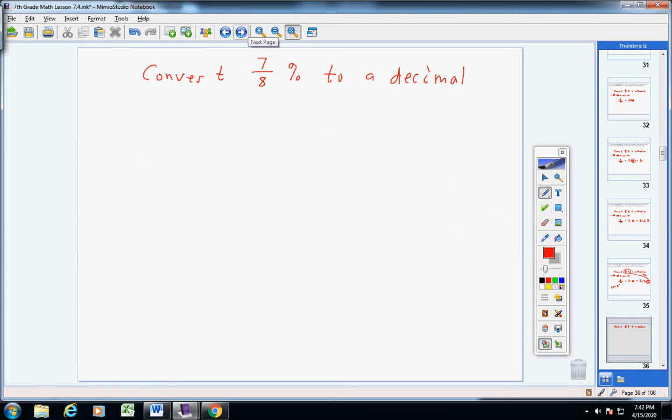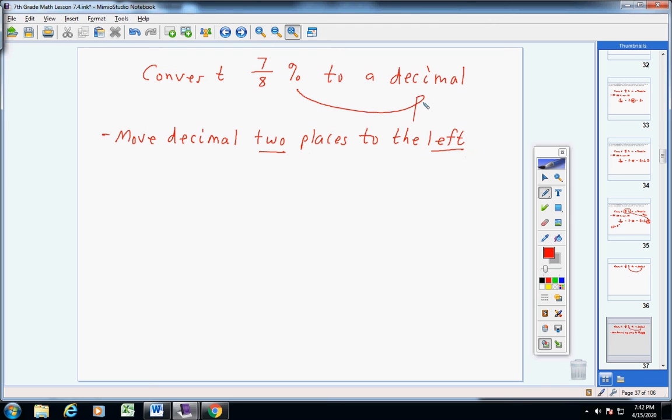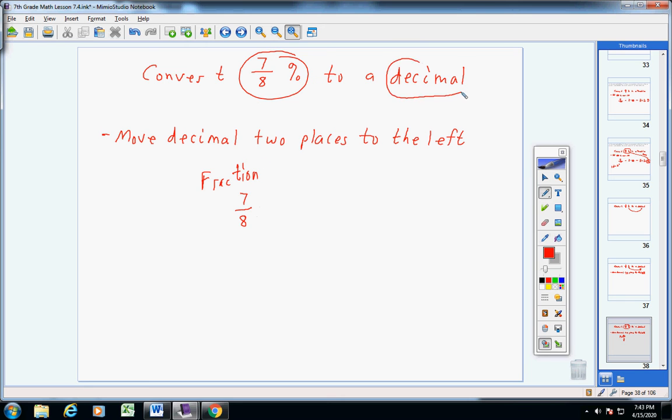Now I want you to convert this to a decimal. Okay? So, what did I teach you? When you're converting from a percentage to a what? Decimal, what do? Move the decimal 2 places to the left when you're going from a percentage to a decimal. Got it? But here's the problem. I don't have a decimal to move. My percentage doesn't have a decimal. It's a what? Fraction. So, the first thing I'm going to have to do is take this percentage, right here, and change it to a decimal, okay?